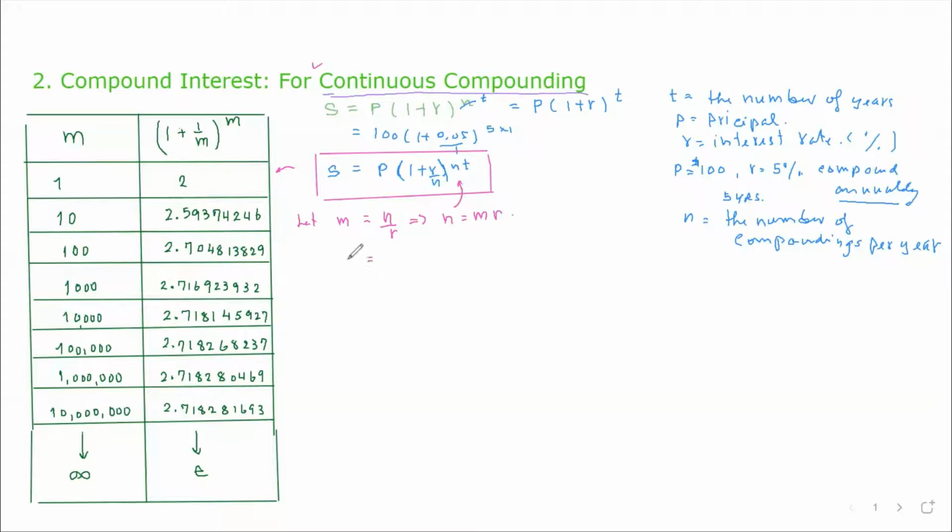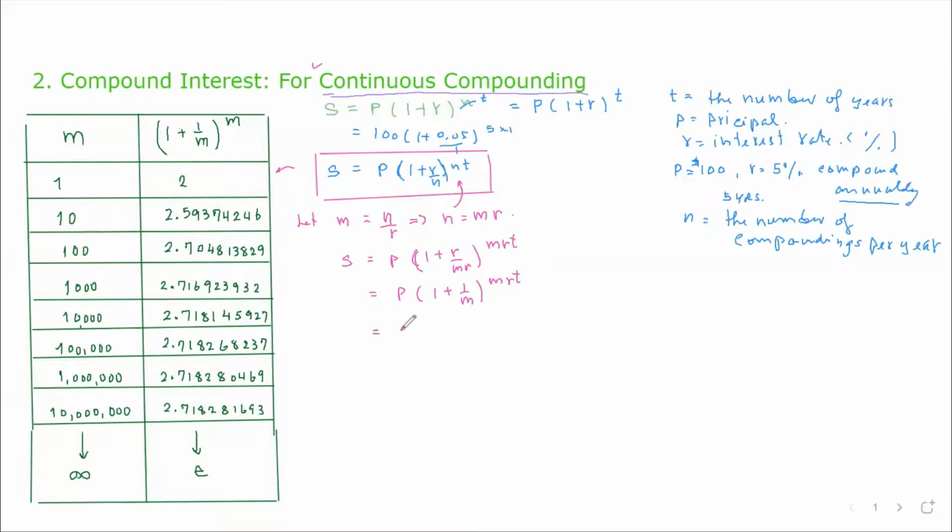Okay, so the final S here is going to be P times (1 plus r over n), and then the whole thing to the power n times t, where n is equal to m over r. Okay, and then the whole thing to the power m r times t. From this one, r cancels out, and we can simplify it to become (1 plus 1 over m) to the power m r t.